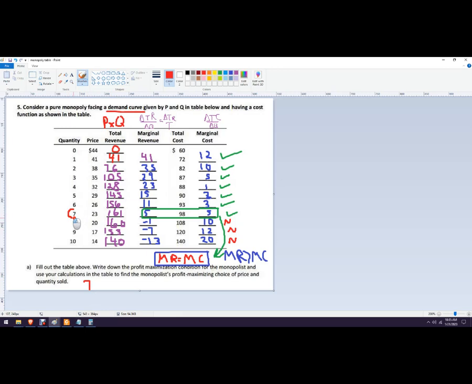That's the answer. What's the highest price I can charge? Okay, I'm not going to charge 5. I'm going to have a monopoly. Price is going to be 23.